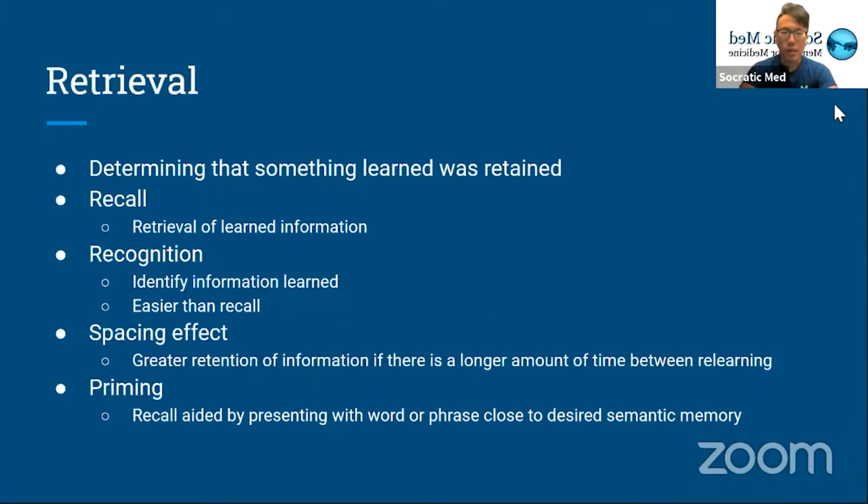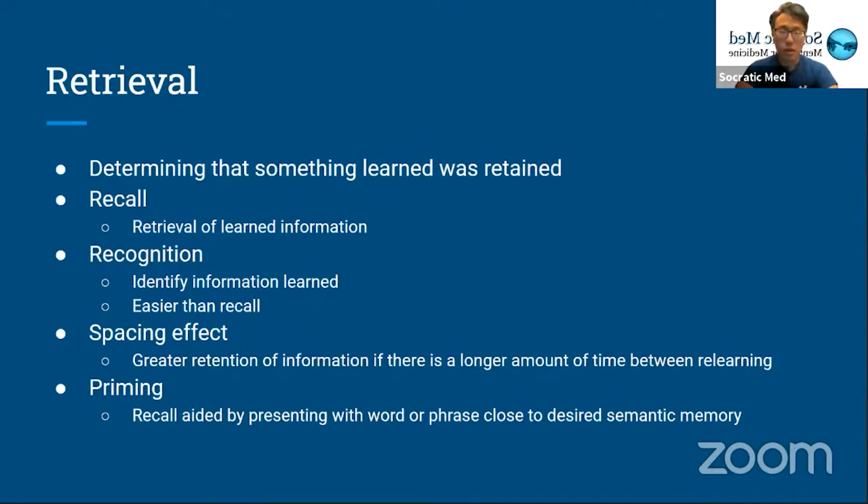So the next thing is spacing effect. That's when, if you leave a longer period of time in between studying, you'll have a greater retention of the information. If you study something right now and then you wait a few weeks to study again, it's better than studying it now and then waiting a few days and studying it again. The longer amount of time you put in between studying, the greater the retention of the information that you're trying to learn.